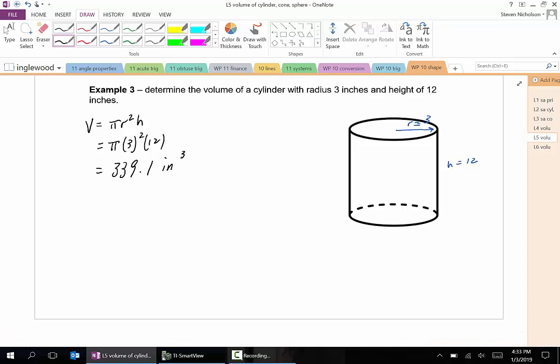So a couple of things to be careful with. Know what the letters stand for. H is not the slant height, it's the tallness, it's the height. R is the radius, not the diameter. And again, it's easy to forget about that 1/3.